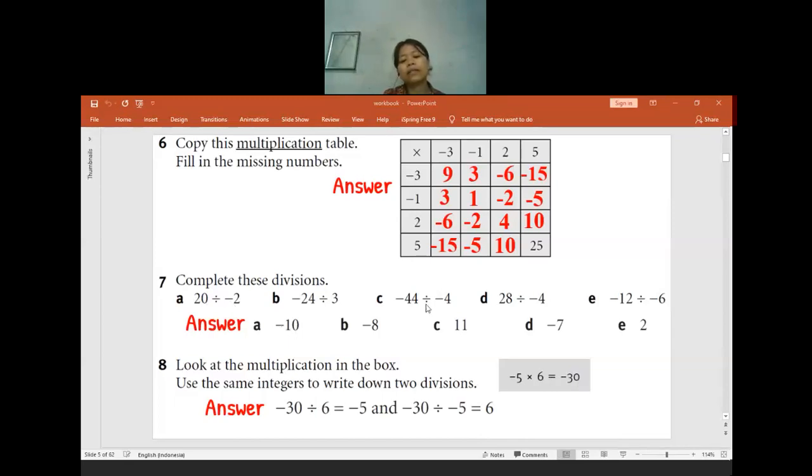For question 7c, both of them are negative. When both of them are negative, the answer will be positive. 44 divided by 4 is 11. And then for the C, the answer is positive. Something like that. Is there anything confusing from question 7?